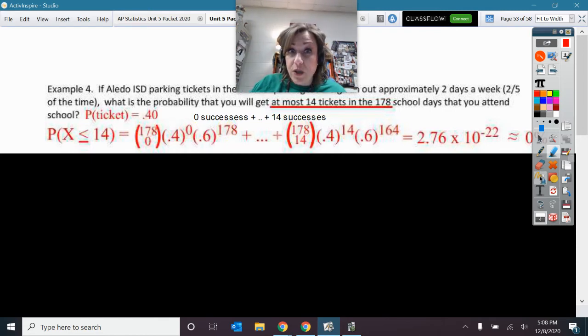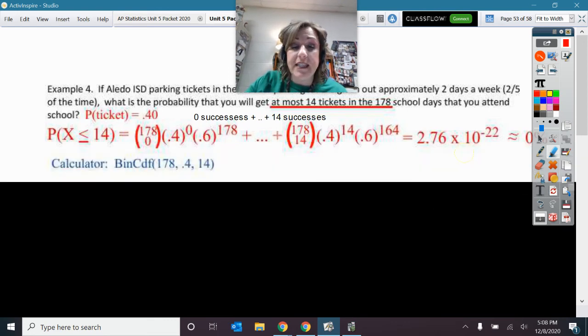Now, computing. Okay? This is a bottom part. Our calculator can compute the bottom part. So I'm just going to go ahead and let it accumulate out of 178 trials. 0.14 is the success rate, and I want up to and including 14 successes. So there it goes. That came out to be 2.76 times 10 to the negative 22.